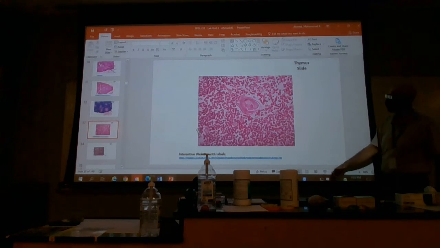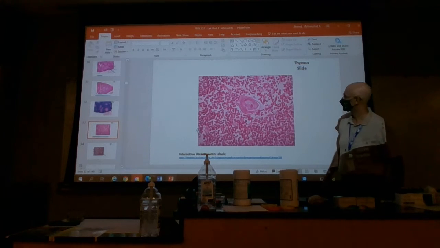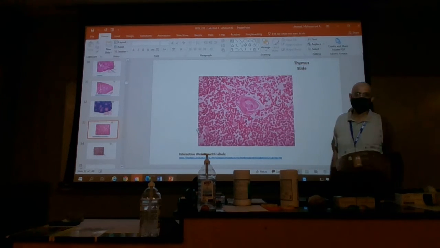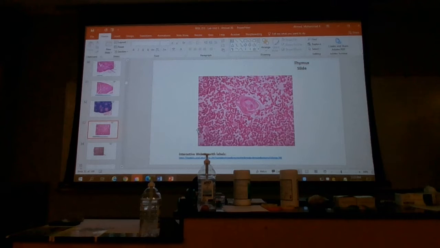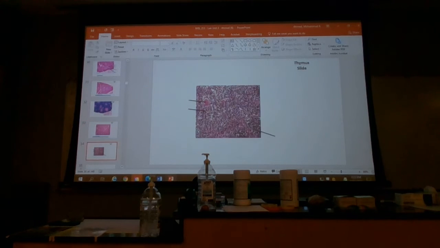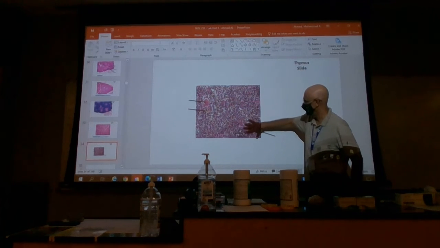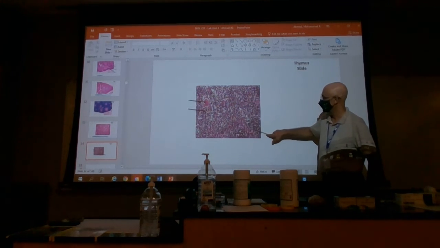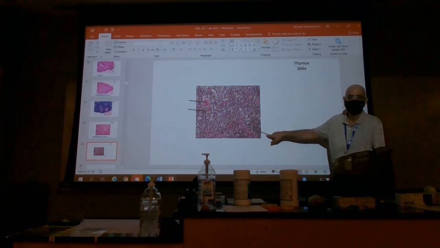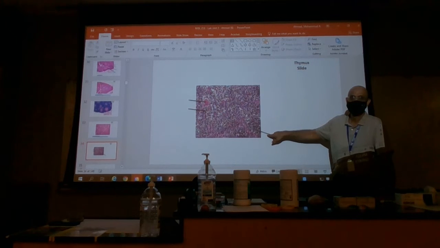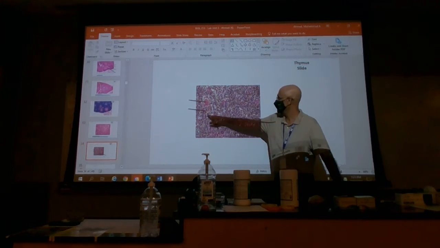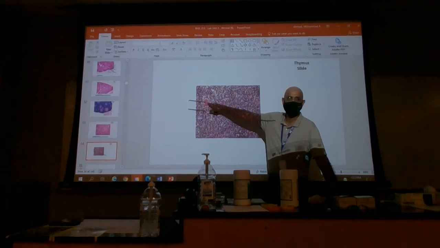Yeah, this is again, what is this thing in the middle, guys, for the thymus? Thymic corpuscle, right? That's the thymic corpuscle. What are these arrows representing, guys, for the thymus? Again, this is the darker part. What would you call this? Cortex. Yes, that's the cortex. What is this arrow pointing at? Medulla. Medulla and the thymic corpuscle.